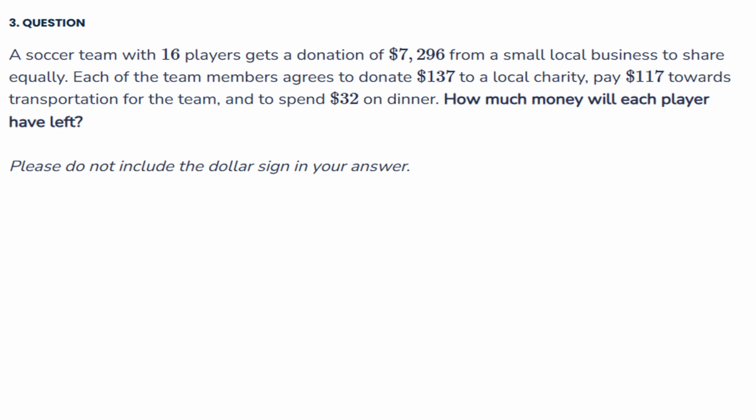The first thing you need to do is find out how much money each player gets. We know that there's a total of 16 players, and we know the total donation was $7,296. So based off of that information, first we can find out how much each player gets by dividing $7,296 by 16. So let's go ahead and do that.